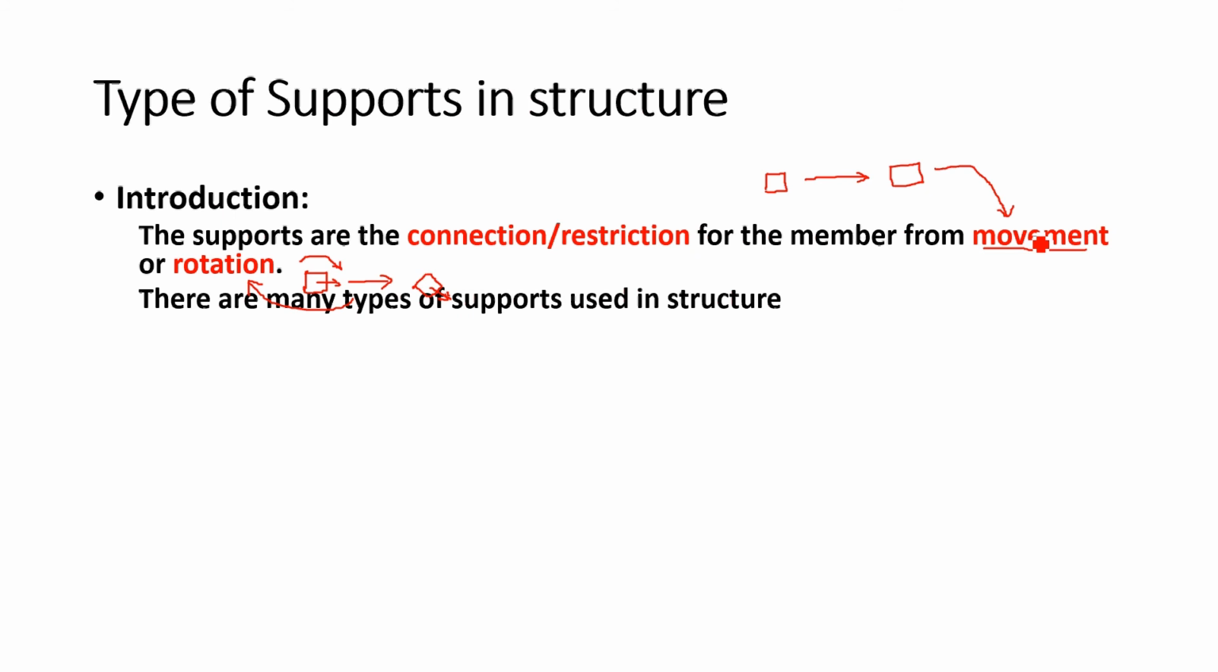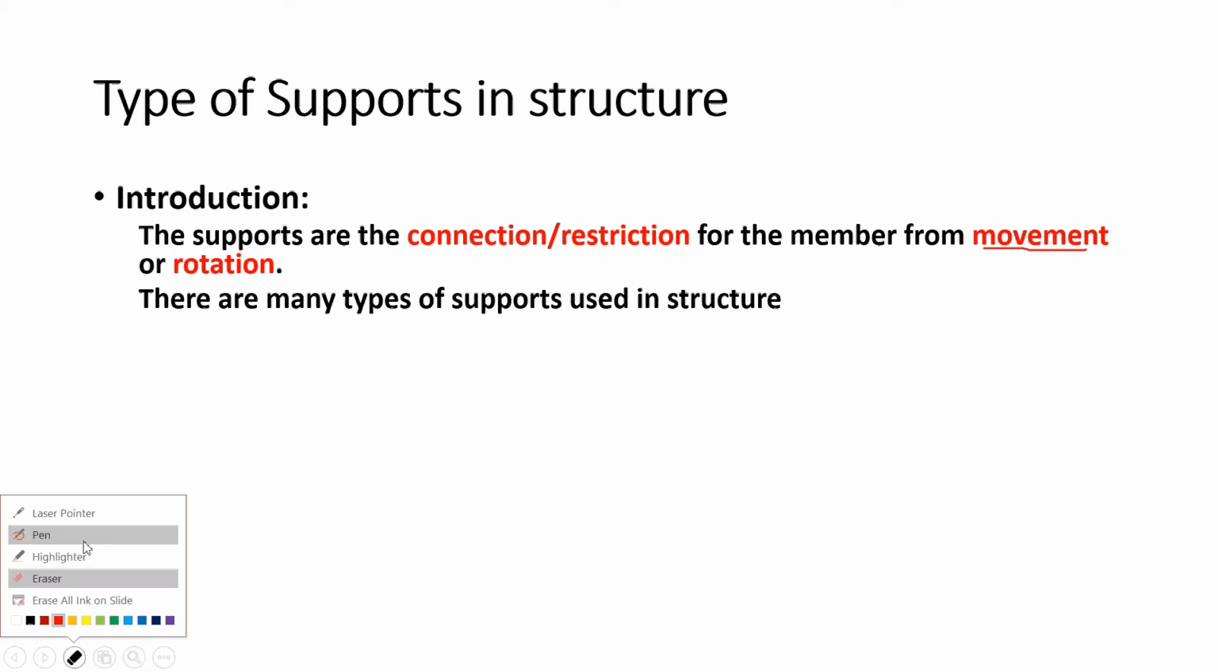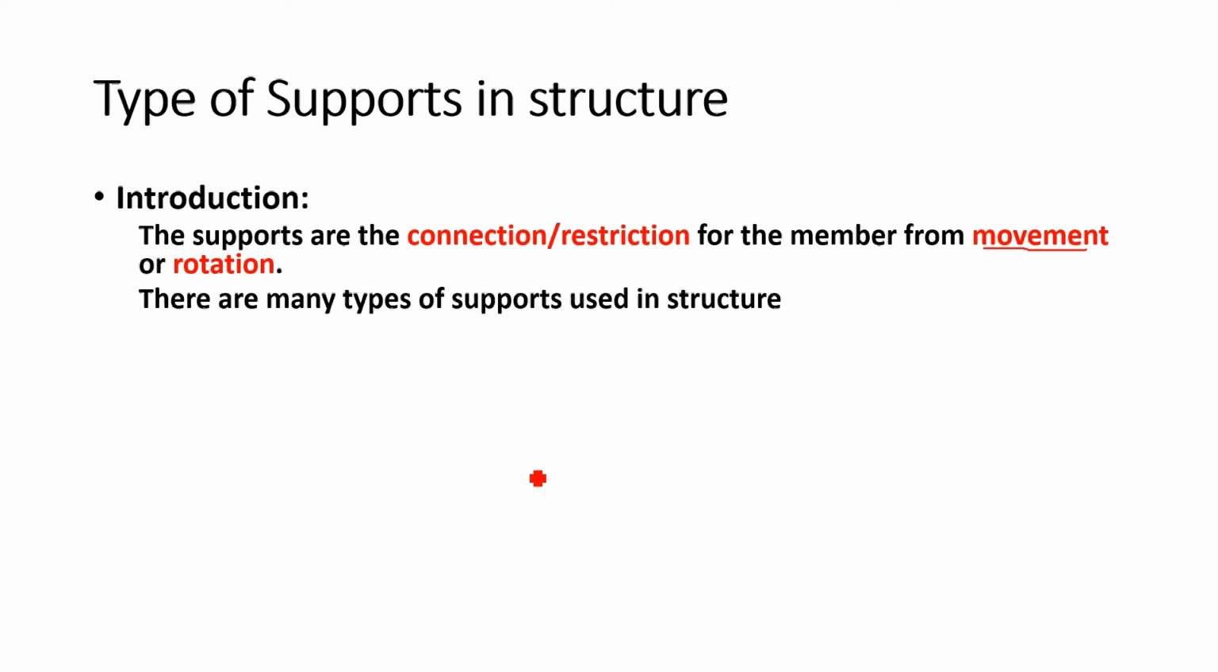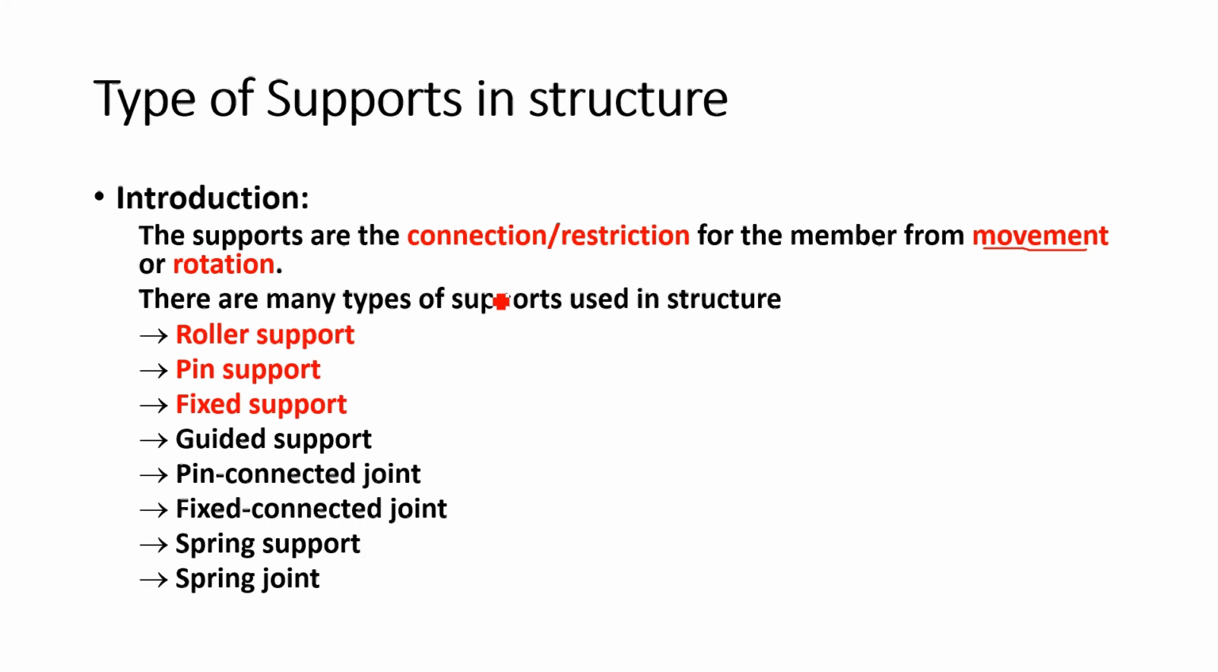Okay, so let me talk about the types of supports. There are many types. So here we are going to discuss only certain types of supports. These are the types of support we are going to discuss in this section. The first one is the roller support, then pin support and fixed support. These three are the most common in structural engineering structures.